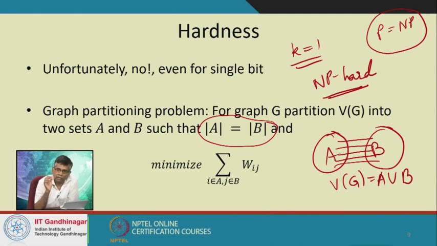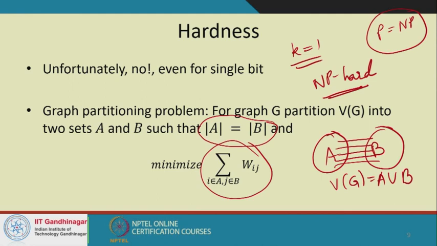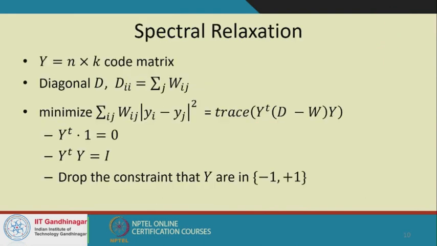And the bit yi, because there is only one such bit right now, is going to tell us whether a vertex or a point should be put in the set A or in the set B. And this minimization problem exactly maps to our objective function, within a factor. So this is exactly the problem that we are solving for k equal to 1. And thus we don't hope to give a polynomial time algorithm for this.